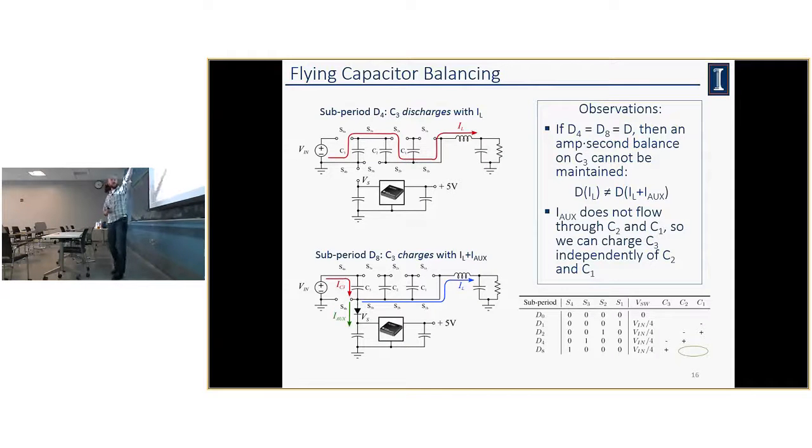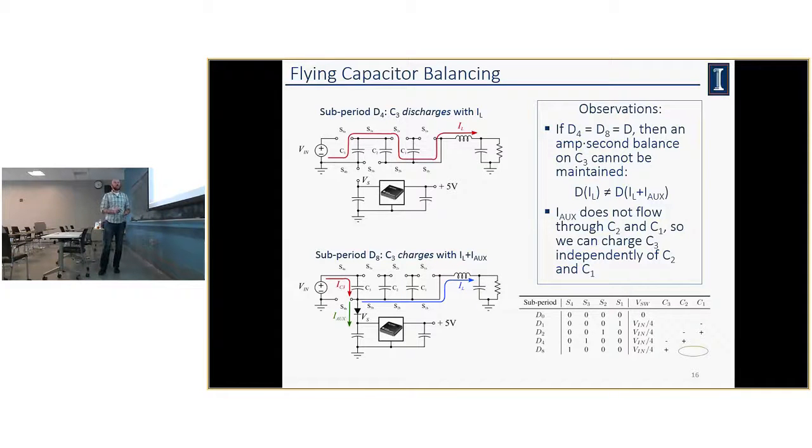So we can see that in this equation here. Now instead of just IL charging and discharging, we have IL going in as well as IOX, and we only have IL discharging. So if these two periods are the same like they were before, if D4 is equal to D8 is equal to D, then we have this relationship, and this can't be true. If IOX is non-zero, then we're no longer going to have an amp-second balance on this capacitor, and this is going to cause a problem.